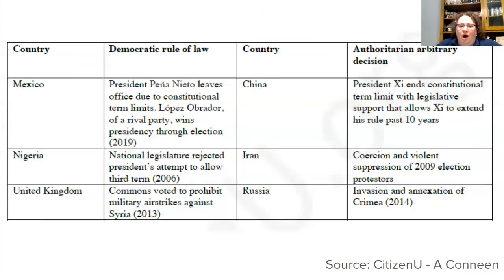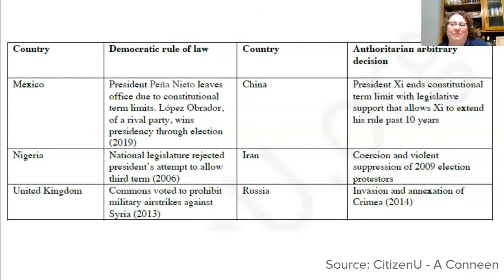So in a rule of law, when we pass from one person to the other, a true transfer of power, no question, wonderful example of a true rule of law. Impeachment in our country would be an example of rule of law. When there's votes and elections, all those things that are happening. In Nigeria, the president tried to have a third term. The national legislature said, nope, we're not letting you do that. And it didn't happen. That's true rule of law.